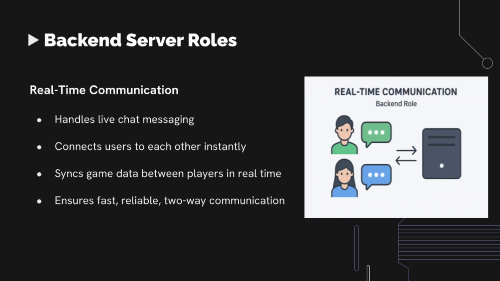Another important job of the backend server is handling real-time communication. This is used in things like chat apps and online games. When two users are messaging each other, the backend creates a live connection, so messages can be sent and received instantly through the backend server, and saves this data in the database server if required. The same happens in gaming. When players move, shoot, score points, or interact, the backend quickly sends those updates to everyone in real time.